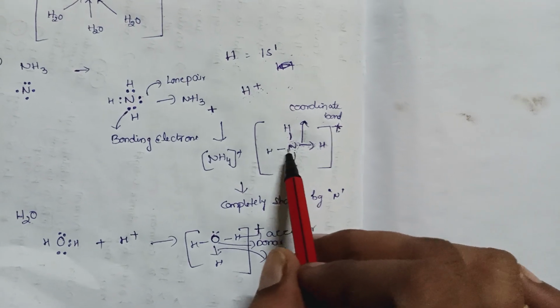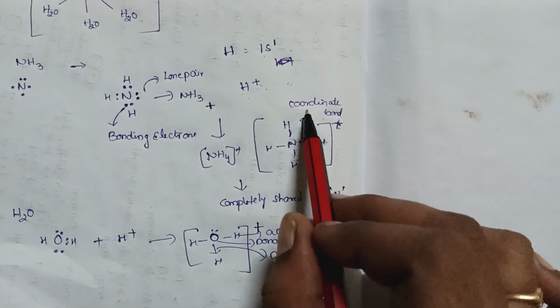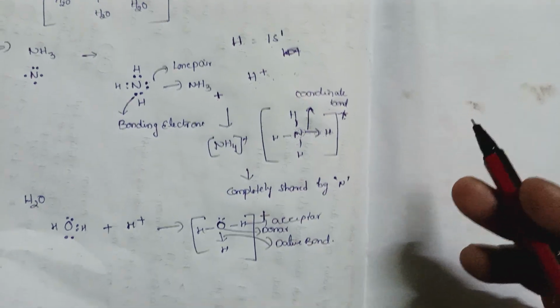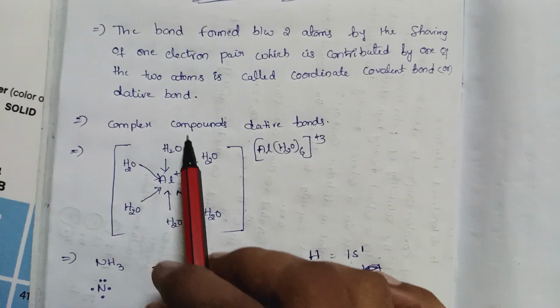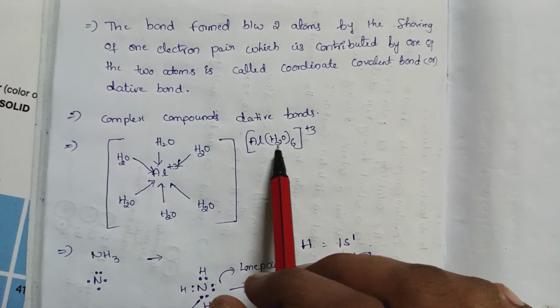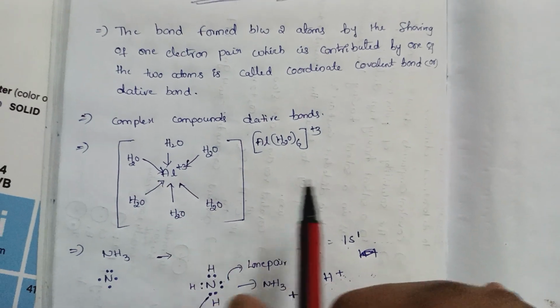Here nitrogen is the donor, hydrogen is the acceptor. A coordinate bond is denoted by an arrow. In complex compounds, dative bonds are present. In [Al(H2O)6]3+, these are the dative bonds.